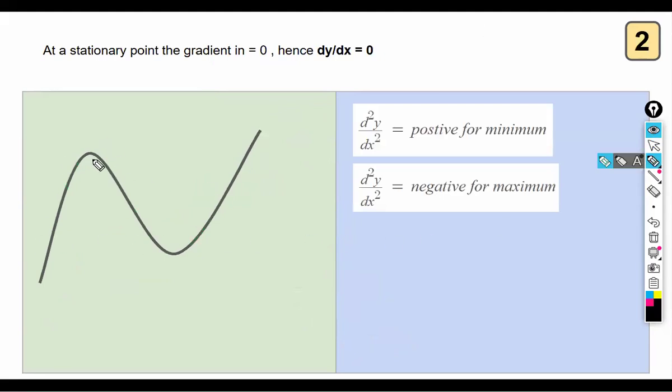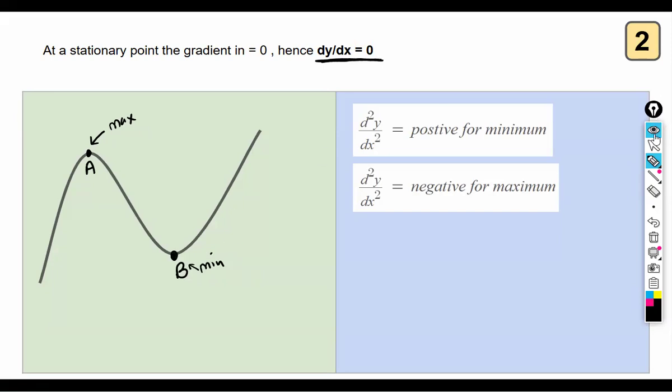So here we have a graph, right? I'm going to call this point A, and I'm going to call this point B. A is what type of turning point? A maximum. And B is what type? A minimum. We know at any turning point, whether it's a maximum or a minimum, dy/dx will always be what? 0. So the gradient at point A is 0, and the gradient at point B is also 0.